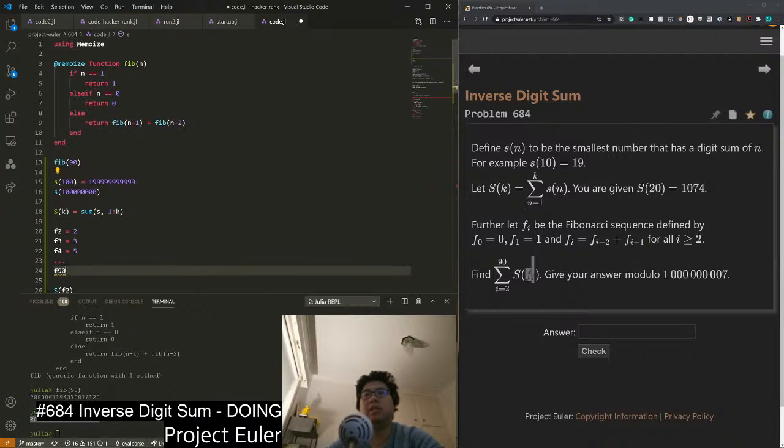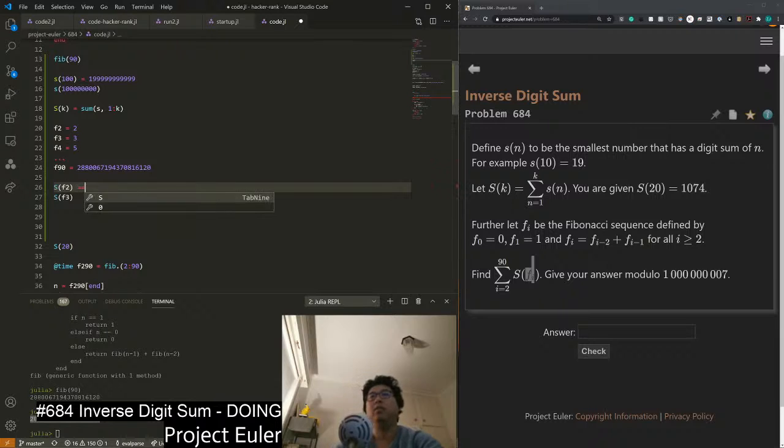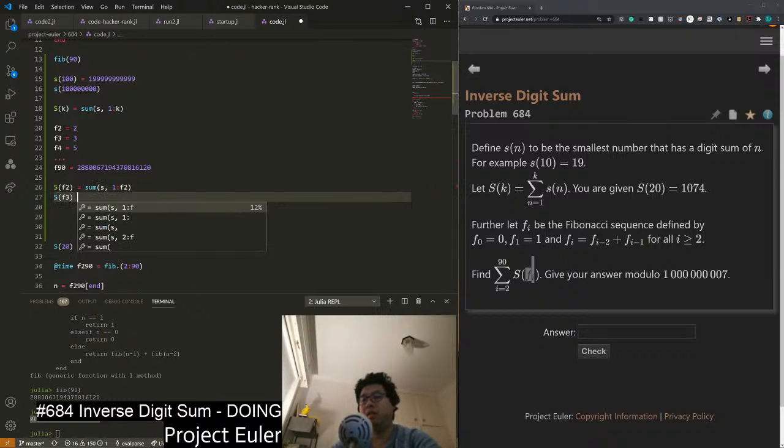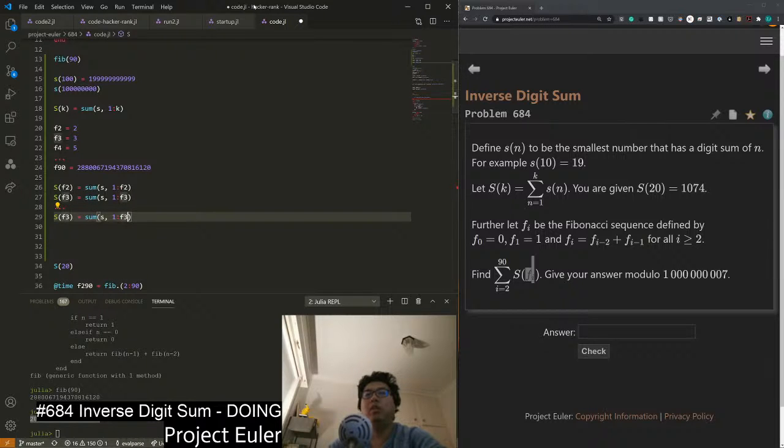So that equals the sum of S. I'm just going to write out some algebra, hopefully I can figure something out. The sum of S from 1 to F3, and so on, all the way to F90. What you realize is that you can probably do some algebra to simplify this. That's roughly what we're trying to compute here. That's going to be huge.